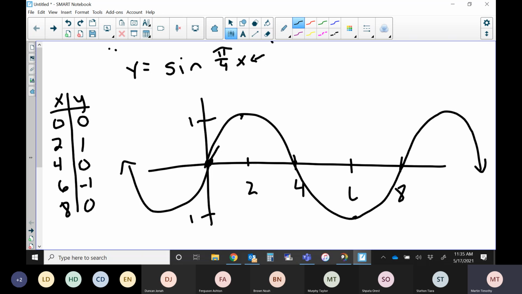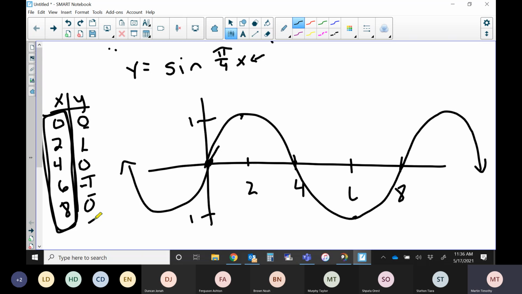Questions on that? Does it make sense how I am deciding, like how I'm using the period to pick these x's? And then I'm just plugging them in and seeing what the outputs are.